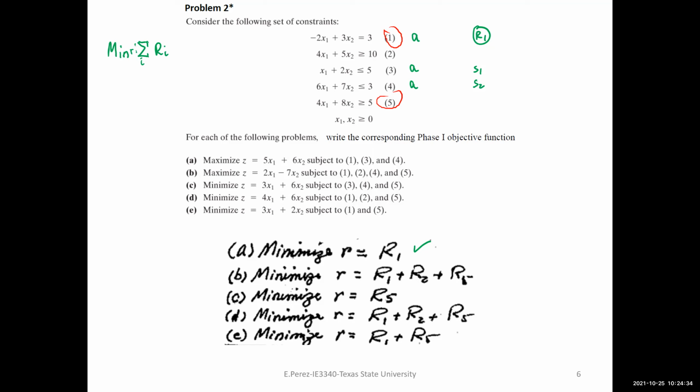The two-phase method, you have two phases, right? Phase one, you're trying to find an initial solution and you are formulating the problem to achieve that objective. In phase one, you use the same constraints, but the objective function is always a minimization of the sum of the artificial variables.